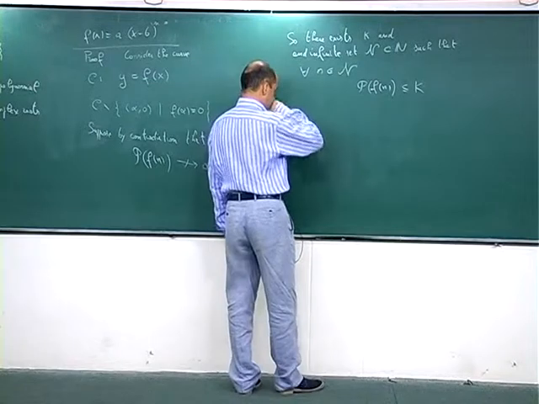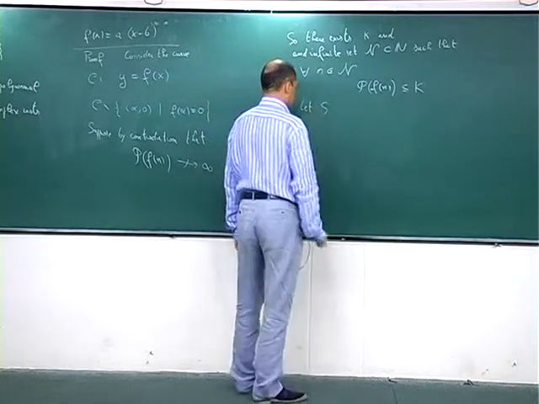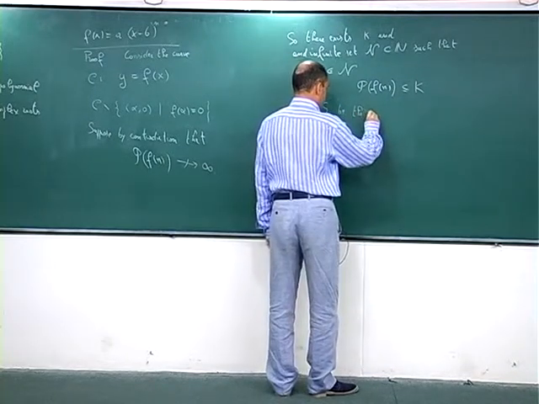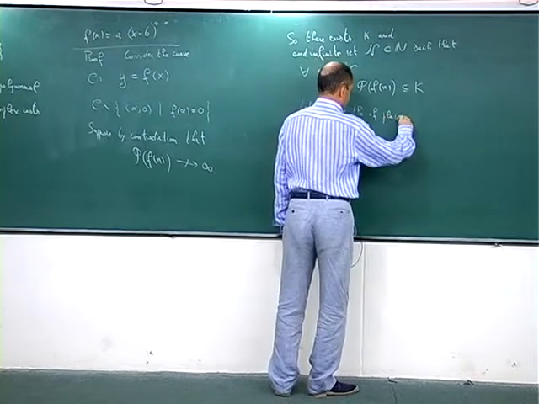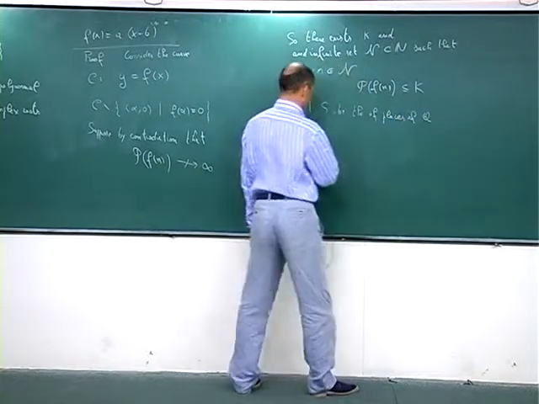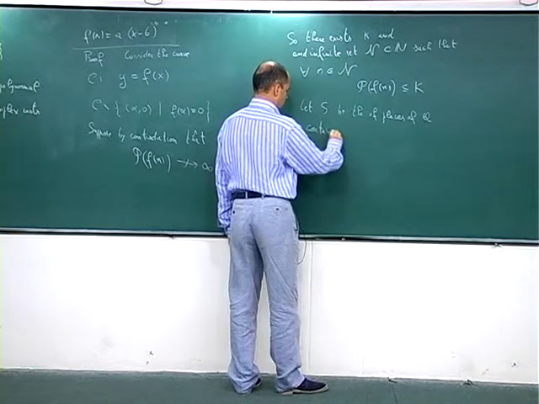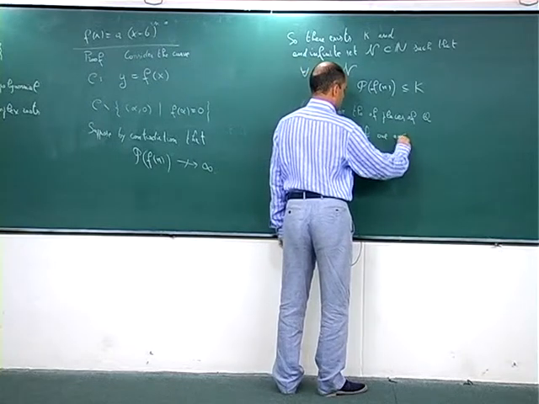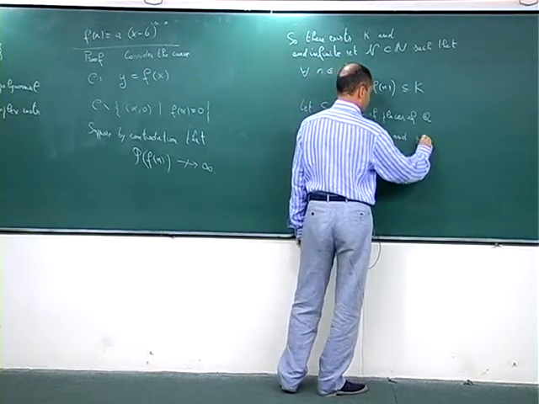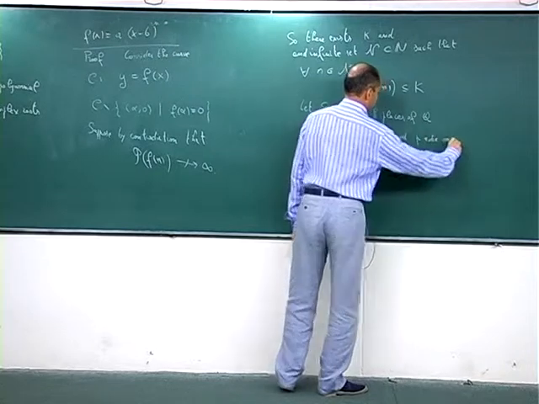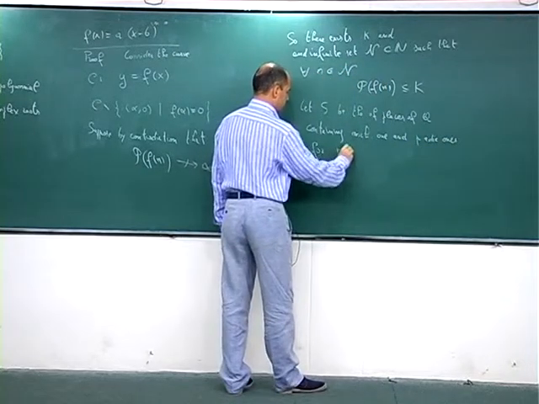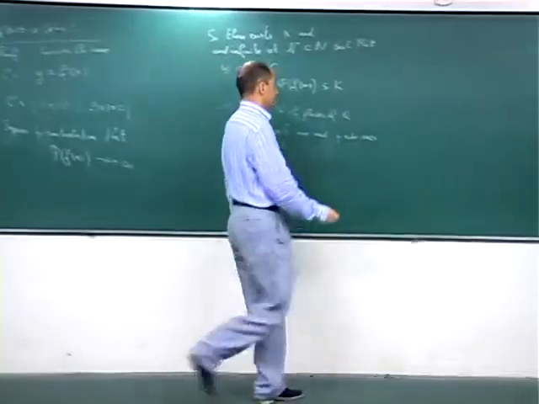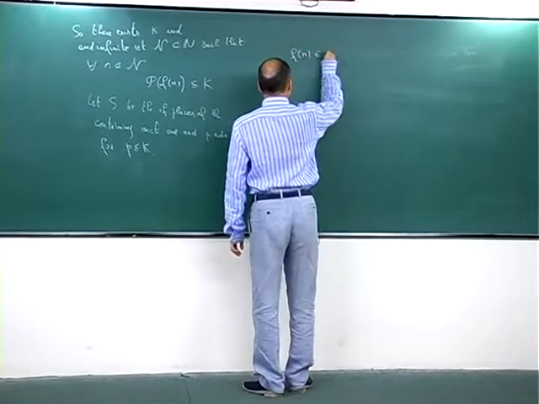Then let S be the set of places of Q containing the Archimedean ones and the p-adic ones for all p less than K. So it is a finite set. Then f of n is an S-unit.